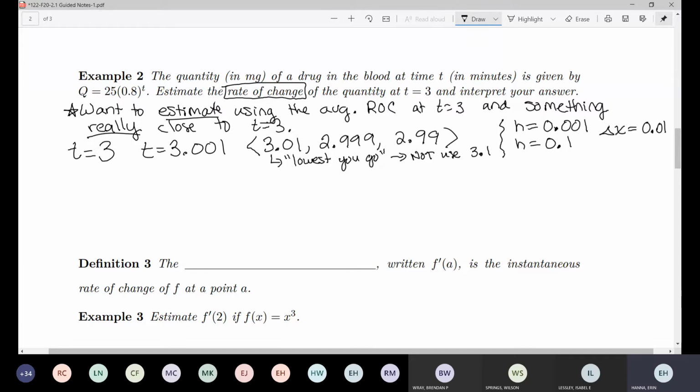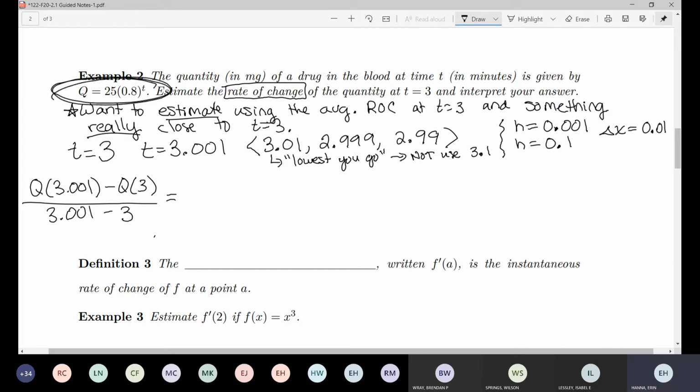So, to the point, now we've actually got to find it. So we want to estimate the instantaneous rate of change. So we're going to use the average rate of change to do so. So we're essentially going to plug in 3.001 to the function, and then plug in 3, and then divide by the change in x values, t values.